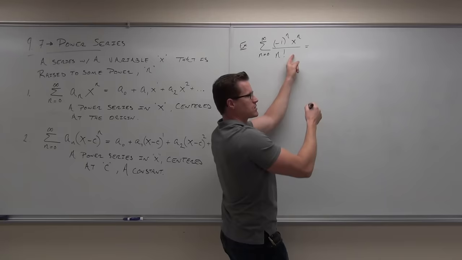So if I wanted to, I could do a limit as n approaches infinity of the square root of n plus 1 over n plus 2 times 2 times the square root of x. I could do that.